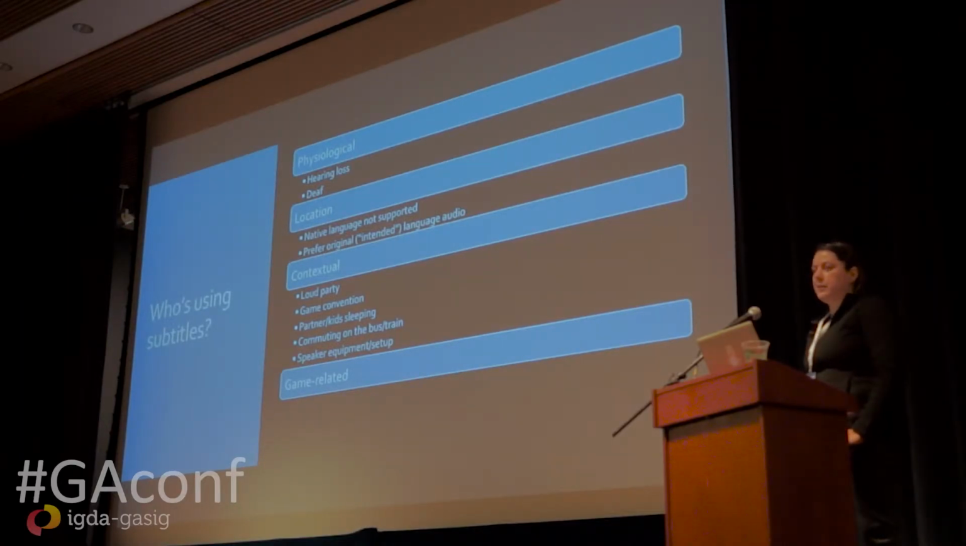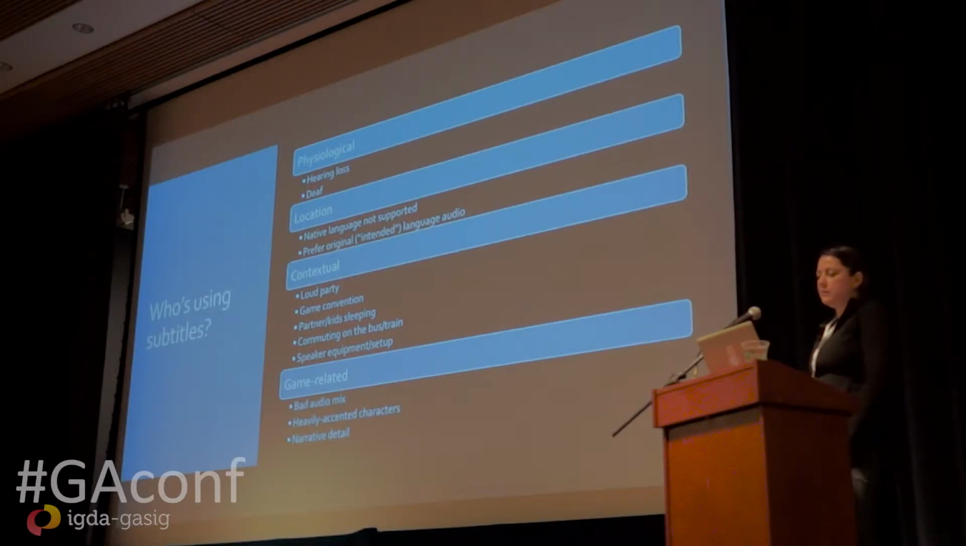Loud environments like parties or game conventions, or super quiet environments like when your family's asleep in the next room or while commuting on public transit. Or you might just have a bad speaker setup, not know how to configure 5.1 speakers, or just have poor speaker quality. And then finally, there are a few game-related reasons that you might want to enable subtitles. Bad audio mixes, although I think that's getting better. That was more common in generations past. Characters with difficult to understand speech. And just players who want all the extra narrative detail they can get by listening in on the background conversations.